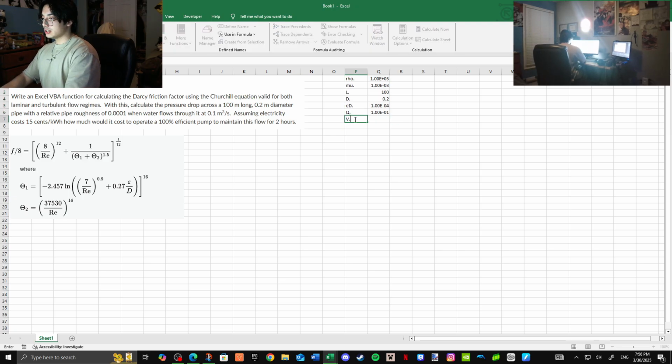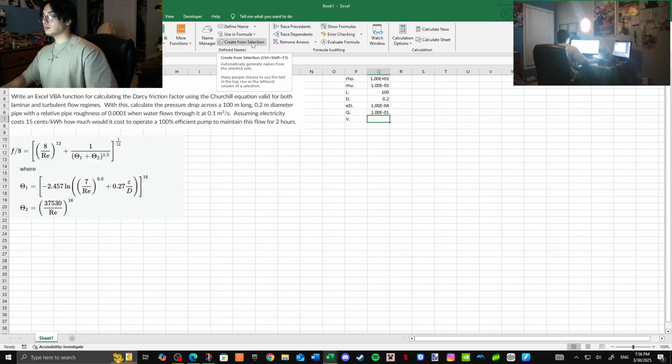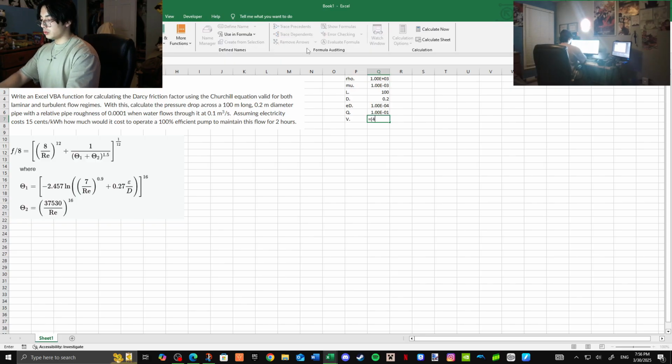We can calculate the velocity by making this equal to 4 times Q over 3.1416 times the diameter, square that, and you'll get the velocity. And then Reynolds number, that's just going to be equal to rho times V times D over mu.